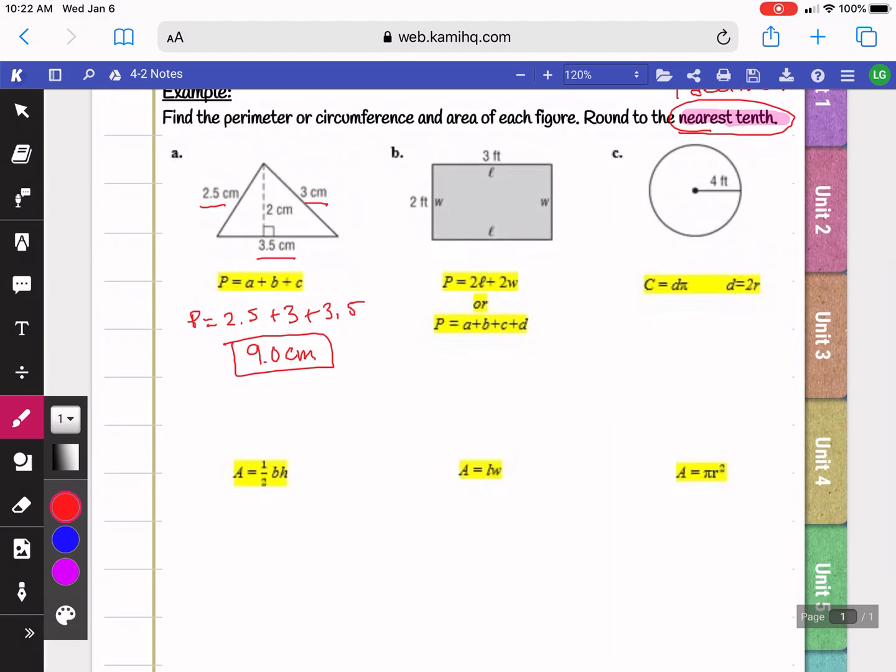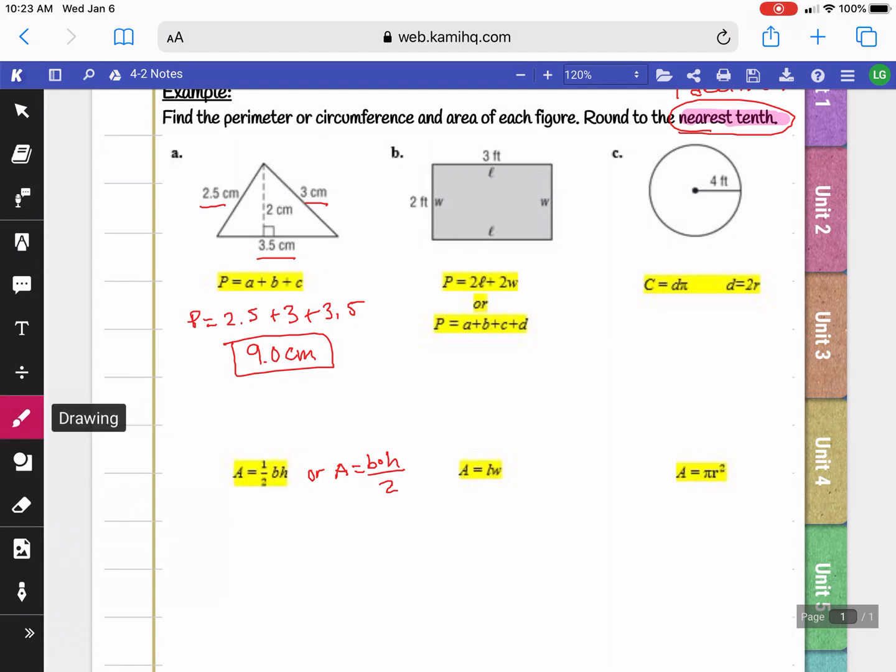Now, when you're finding area of a triangle, the formula is 1/2 base times height. You could also use area equals base times height divided by 2, which is the same thing. So here, if we look at our figure, we need to figure out what our base is and what our height is. So here, the 3.5 centimeters, that's our base because it's on the bottom. The 2 centimeters is our height because that's how high up the triangle goes.